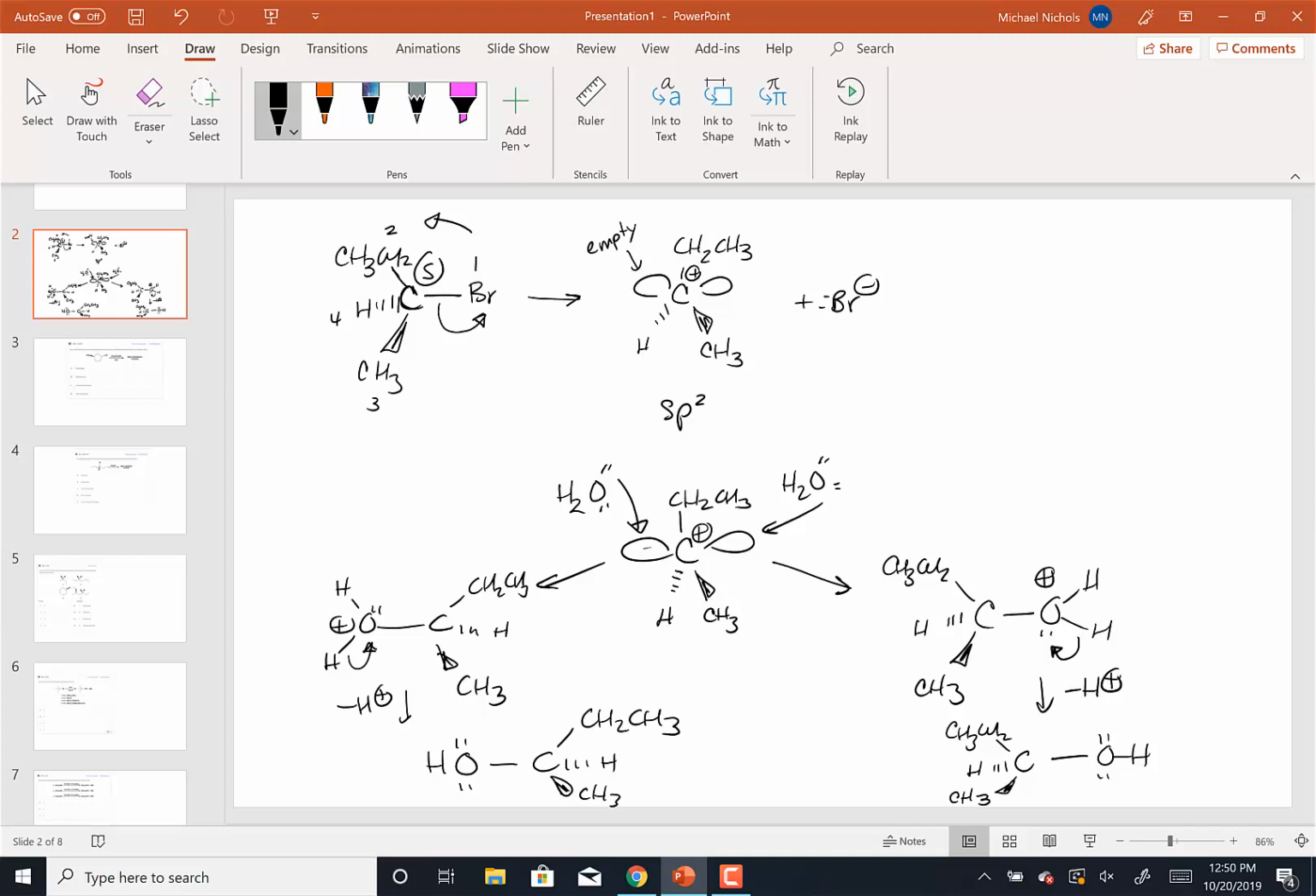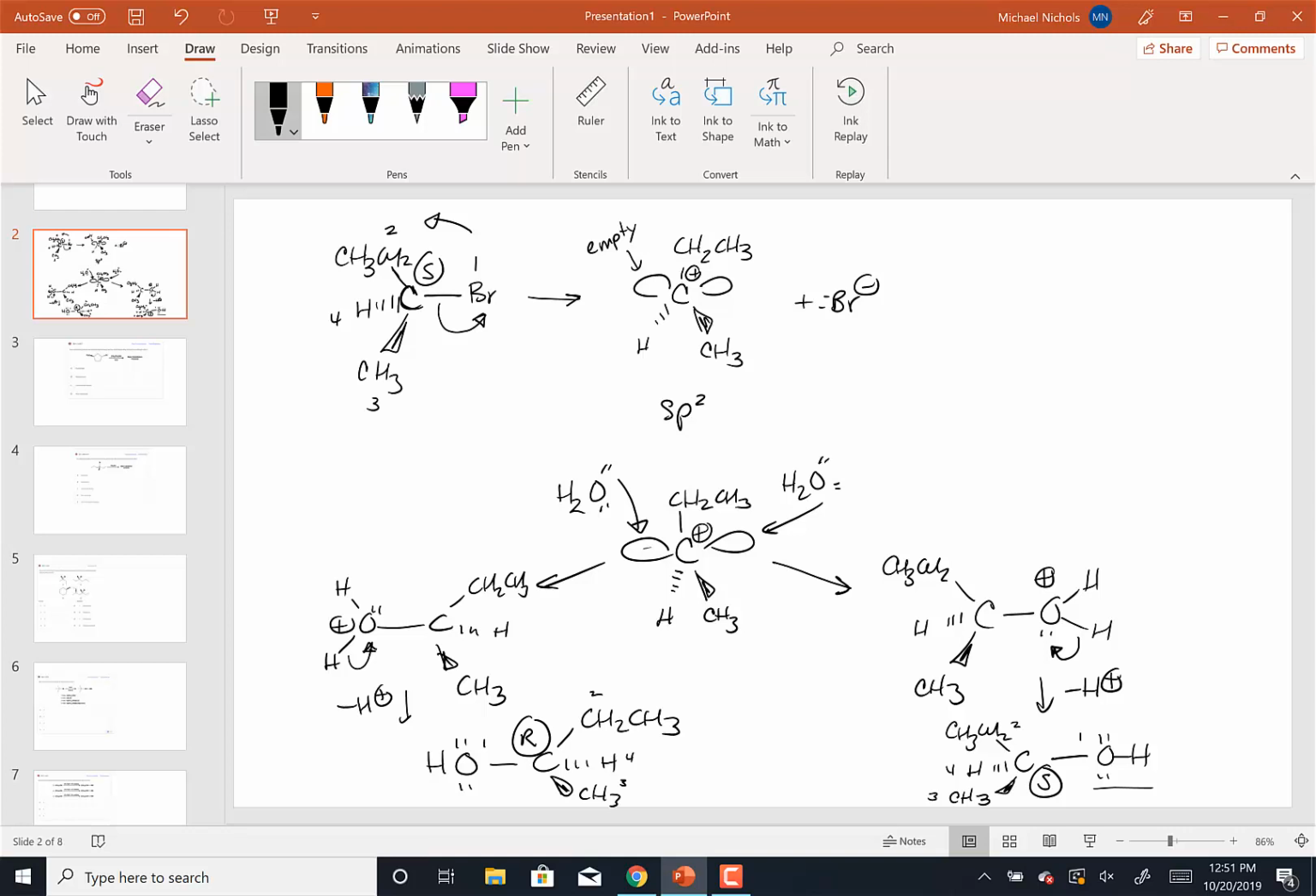stereochemistry. So looking at these two, if I compare it to the original molecule, the OH is in the same place that the bromine started. So if I'm looking at this as group 1, group 2, group 3, and group 4, this is the S configuration, whereas over here, 1, 2, 3, and 4, that molecule is the R configuration.